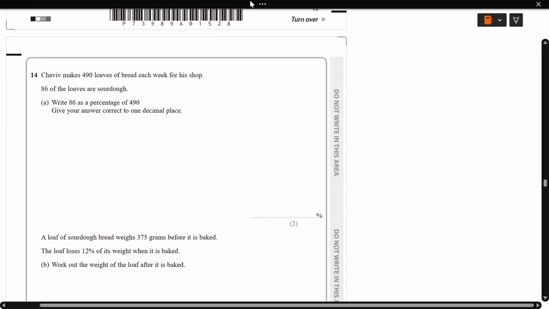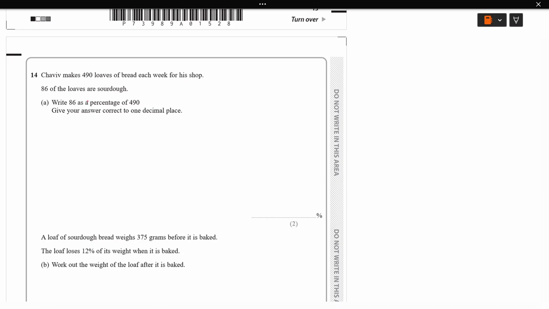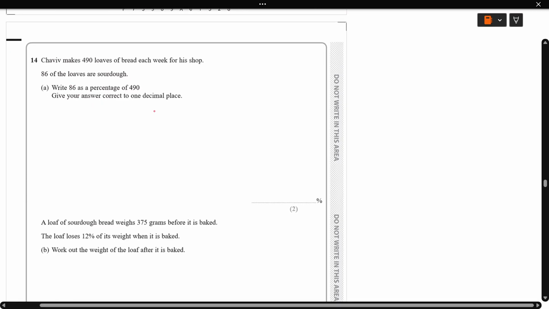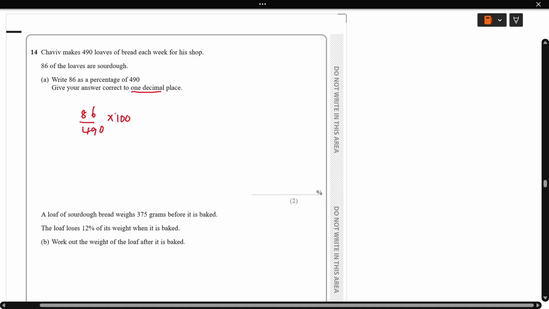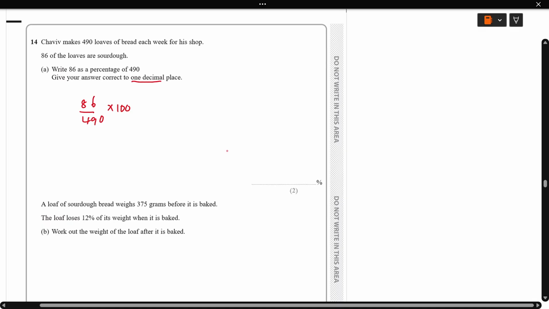Chavi makes 490 loaves of bread each week in his shop. 86 of the loaves are sold out. Write 86 as a percentage of 490. Give the answer to one decimal place. So 86 out of 490. On the calculator, get the answer times 100, and we'll get the number.